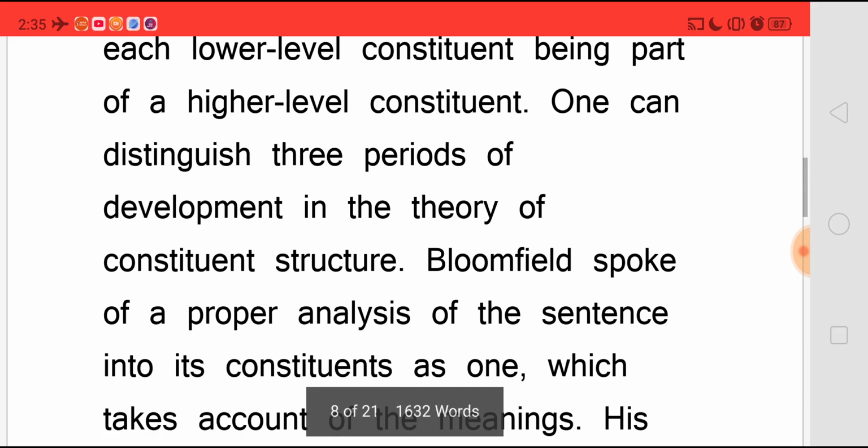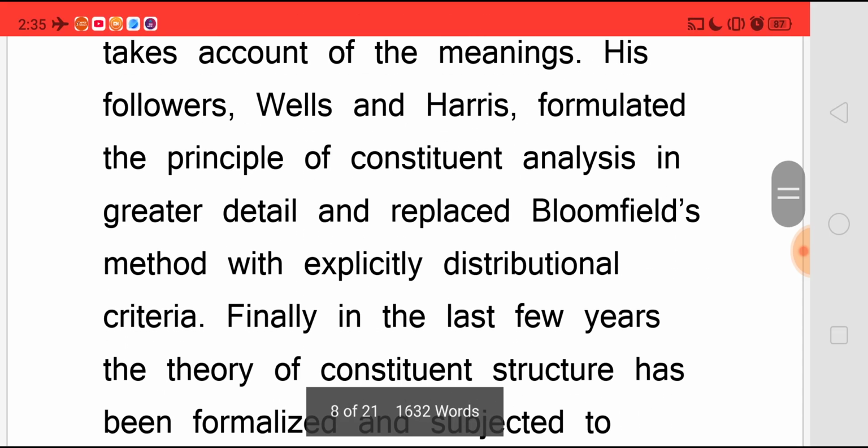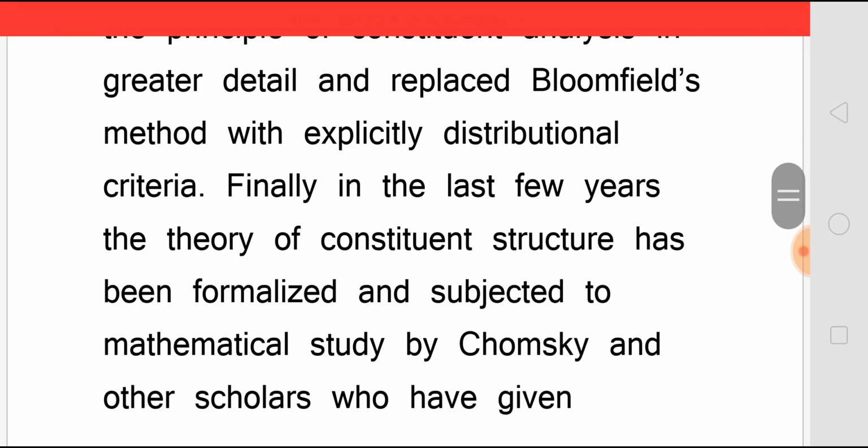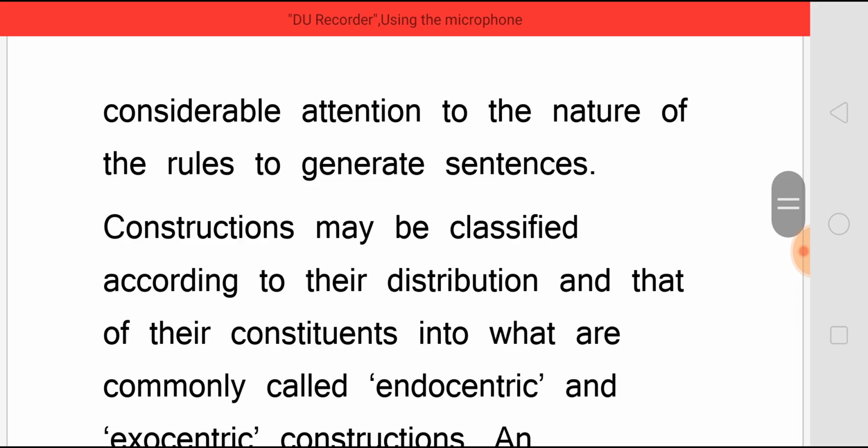Bloomfield spoke of a proper analysis of the sentence into its constituents as one which takes account of the meanings. His followers, Wells and Harris, formulated the principle of constituent analysis in greater detail and replaced Bloomfield's method with explicitly distributional criteria. Finally, in the last few years, the theory of constituent structure has been formalized and subjected to mathematical study by Chomsky and other scholars who have given considerable attention to the nature of the rules to generate sentences.